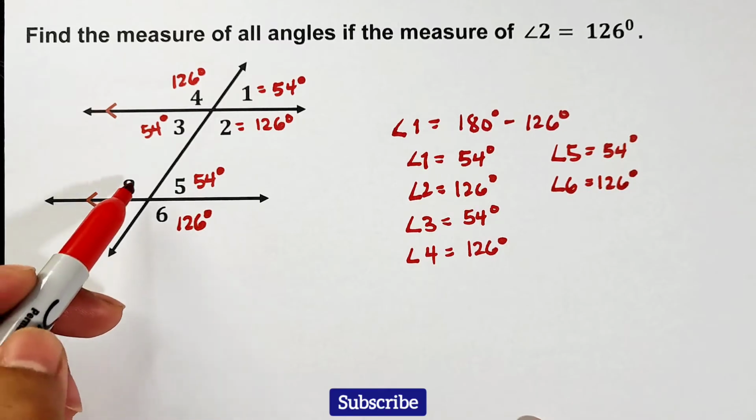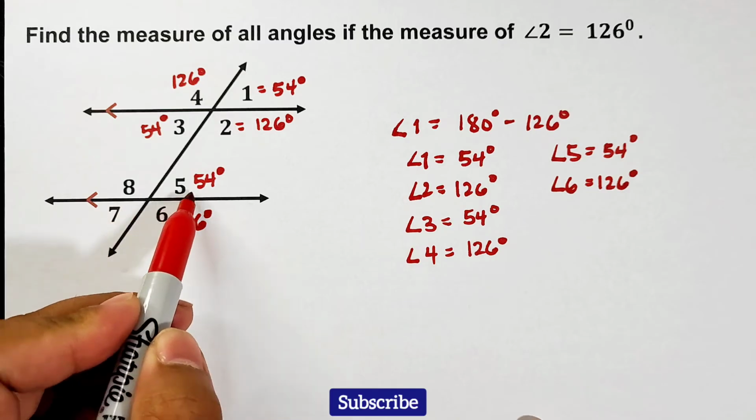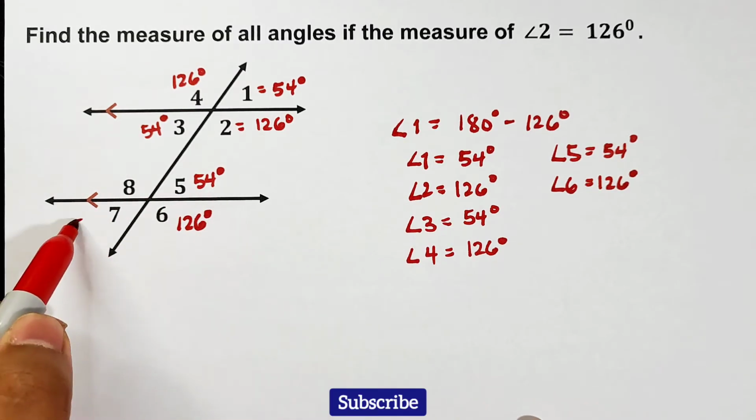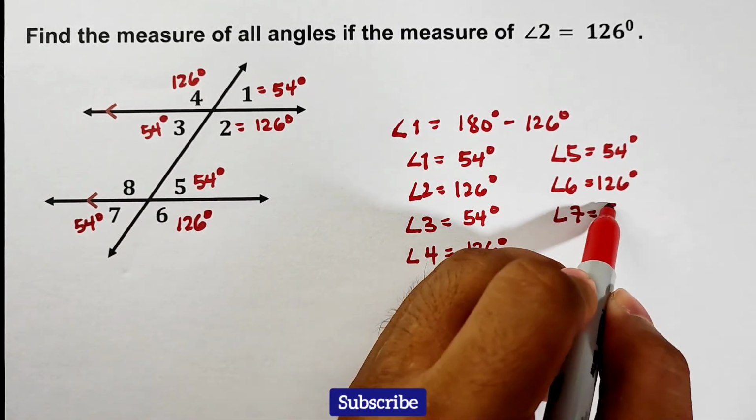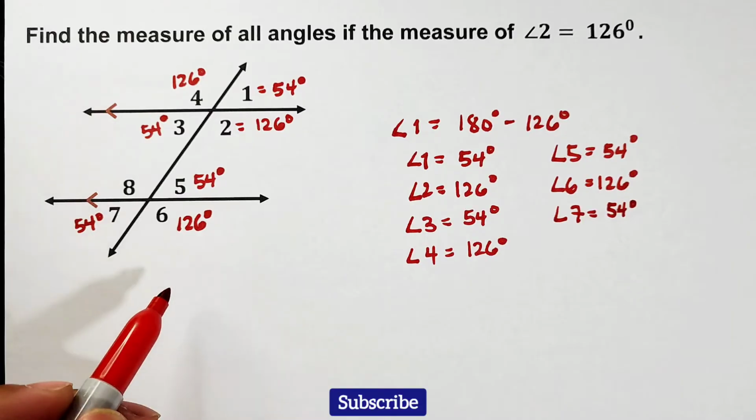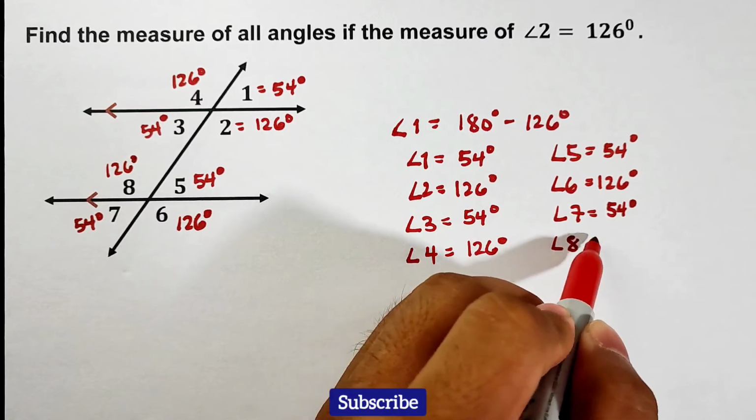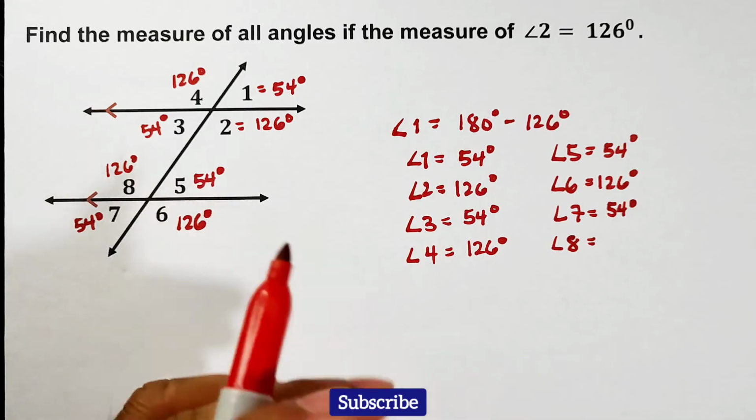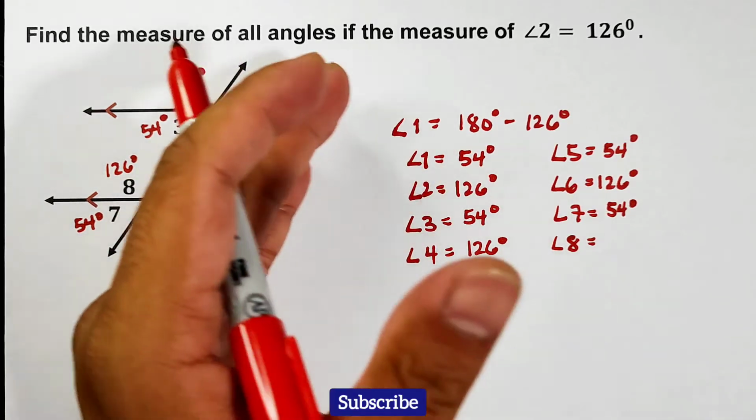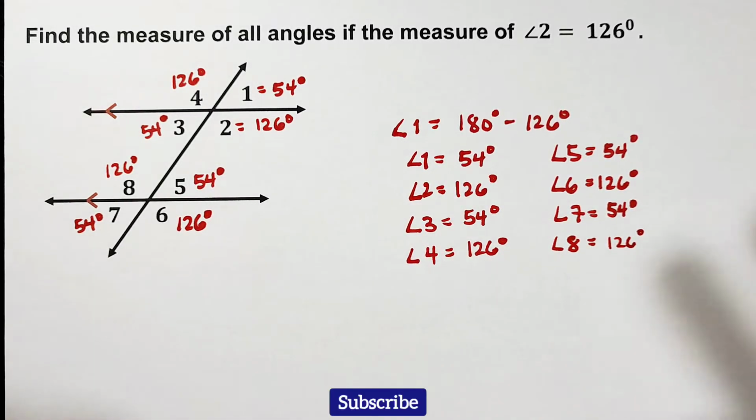Okay, now let's find out 7 and 8. We will use the concept of vertical angles. Angle 7 is vertical to angle 5, meaning this is 54 degrees. Angle 7 is 54 degrees. What about angle 8? This one is 126 degrees. So I hope, guys, in our first example, you already grasped the different concepts or different pairs of angles to solve this entire problem. Now let's continue with the next set of examples.